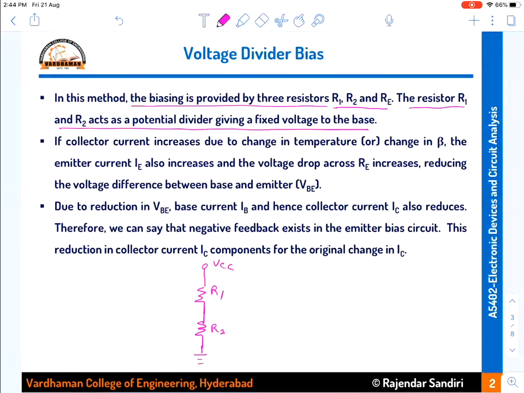A voltage divider network has a voltage source and two resistors connected in series, and the voltage is divided among the two resistors, and whatever voltage is across R2 is given to the base circuit. That means the voltage across the resistor R2 is provided as a fixed voltage to the base of the transistor. So this network we call a voltage divider network.